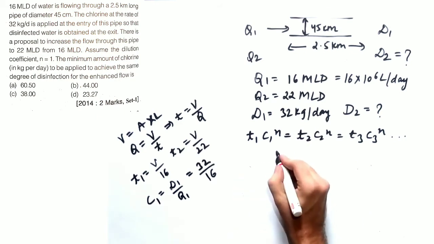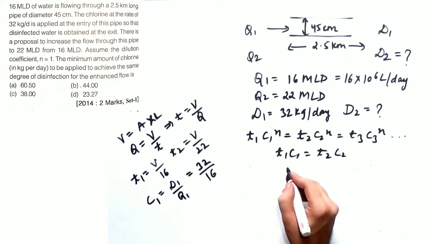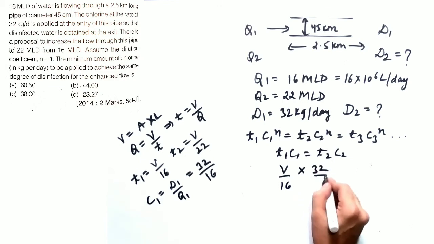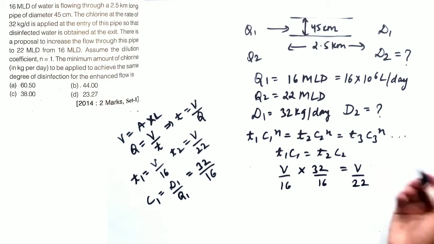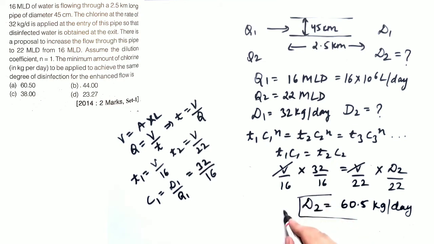So this equation turns out to be T1 C1 equals T2 C2, since n equals 1. What is T1? T1 is V divided by 16. What is C1? C1 is 32 divided by 16. What is T2? T2 is V divided by 22, and C2, what is C2? C2 is D2 divided by Q2. Q2 is 22. So from this equation, V and V get cancelled out, and when you solve this, you will get the value of D2 as 60.5, and this has the units of kilogram per day, same as the units of D1. So this is the required answer.